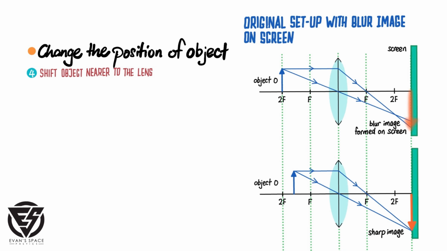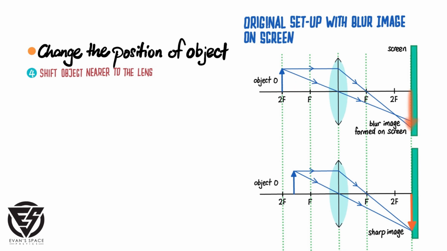Next, we can also change the position of the object. So what can we do? We can basically shift the object nearer to the lens. Now if you can recall the summary that I gave you, there are 4 scenarios. The first one is when the object is more than 2f and the image that you get will be real, inverted, smaller. This is the second scenario, and the third scenario is when the object is between f and 2f. All these 3 scenarios, you will get a real and inverted image.